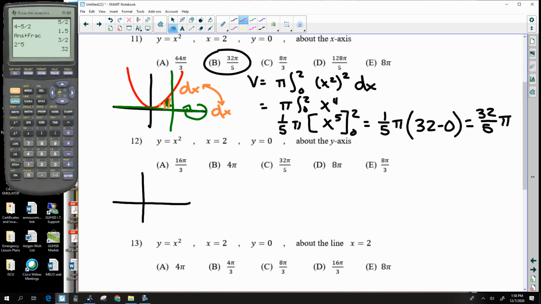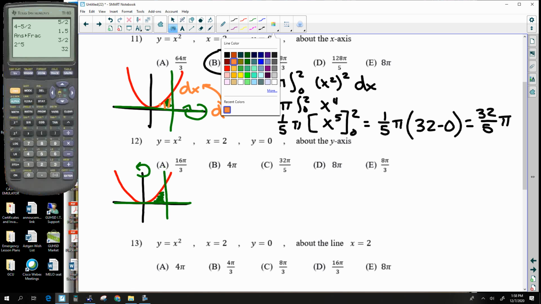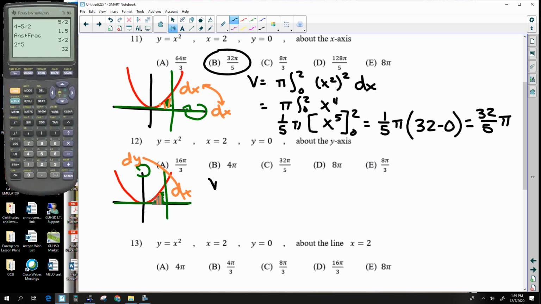All right, so again, we have another parabola. We have x is equal to 2, y is equal to 0. But this time it's about the y-axis. So I'm still going to integrate the same way. So this is a dx. However, this rotation is a dy. So this is implying that I should probably use the shell method, which is this 2 pi integral, and then it's like x times the function kind of idea. So it's 2 pi the integral of x times the function.